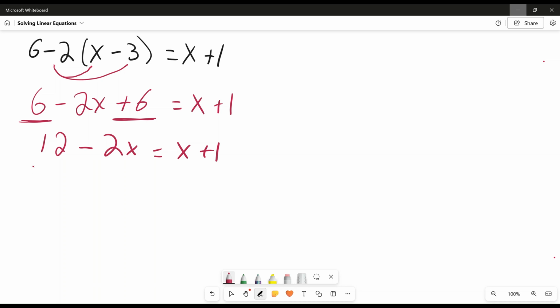Now I could subtract 12 from both sides. To get rid of this 12, I'm going to subtract 12 from both sides. So I get 0. And then positive 1 minus 12 is negative 11.